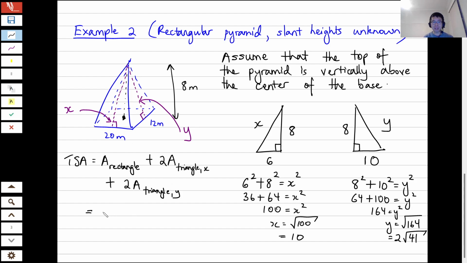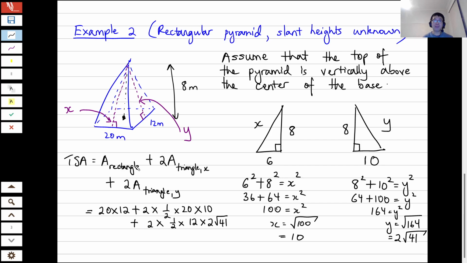Right, so the rectangle has area 20 times 12. The triangle with X has area half times 20 times 10, because we found the slant height was 10. And then I want to double it because I'm counting that triangle twice for the front and back. Then I want to add the area of the triangle with slant height y. This is 12 times 2 root 41. And I want to double this as well because I'm counting the left and right triangle twice.